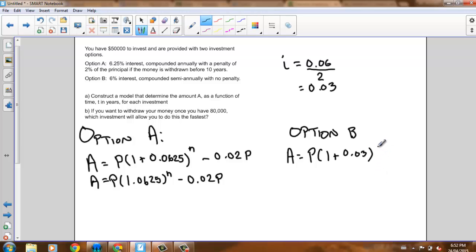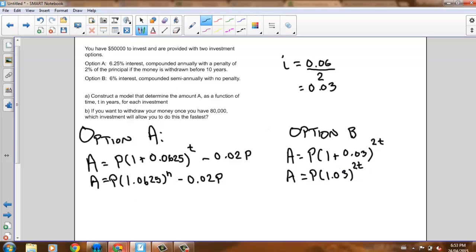Raised to the power of, now I've made a mistake, my variable for years is supposed to be t. So raised to the power of t years, but I'm compounding twice a year. So that'll be raised to the power of 2t. So simplifying, my final amount is equal to my principal times 1.03 raised to the power of 2t.